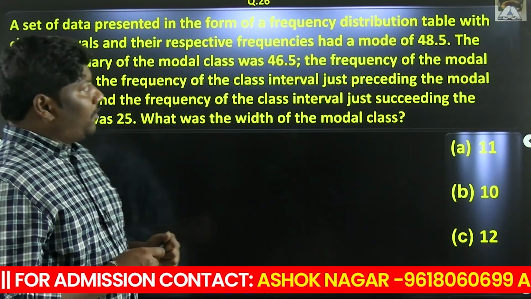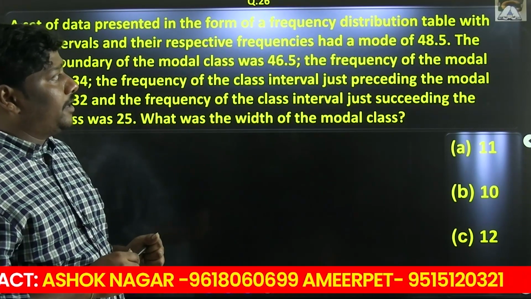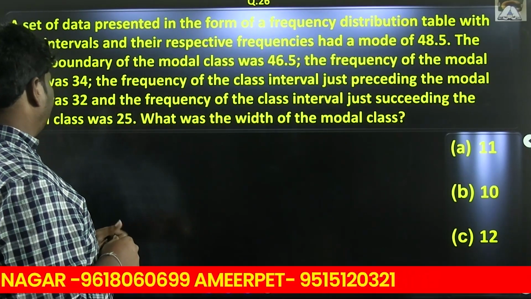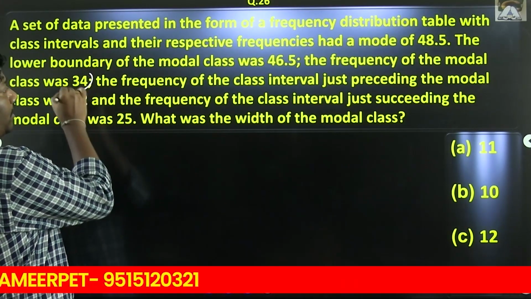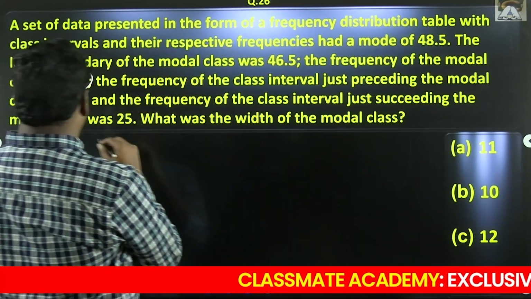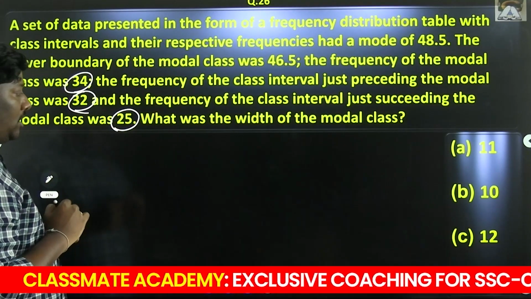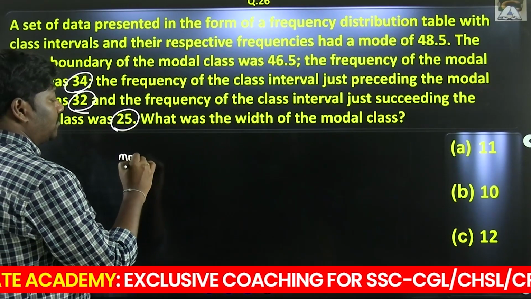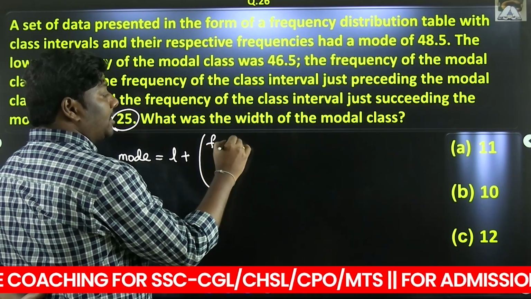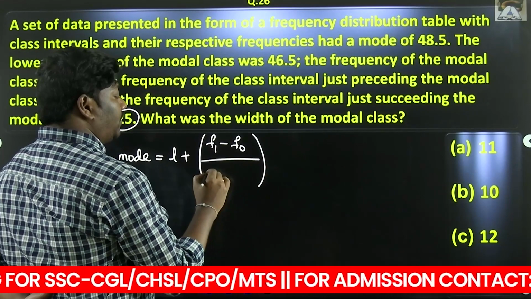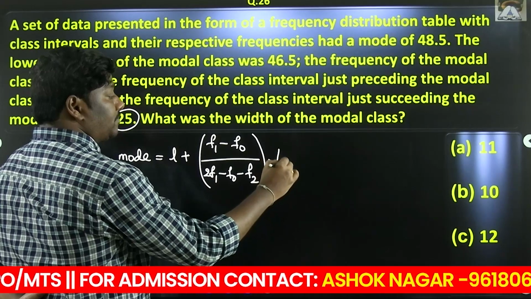A set of data represented in the form of a frequency distribution table with a class interval and their respective frequencies had a mode 48.5 and the lower boundary of the modal class is 46.5 and the frequency of the modal class is 34. Frequency of the interval preceding the modal class is 32. Thereafter succeeding the modal class is 25. You remember the formula, mode is equal to what? Lower limit plus frequency of the modal class minus preceding frequency, 2 times f1 minus f0 minus f2, into height.